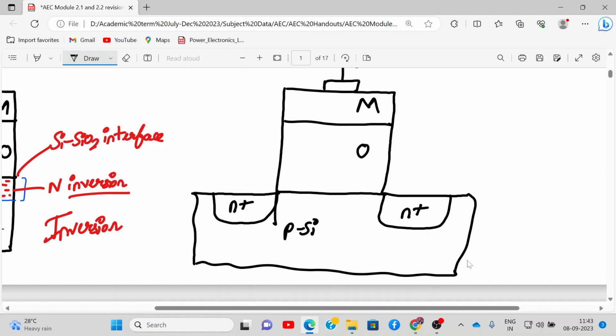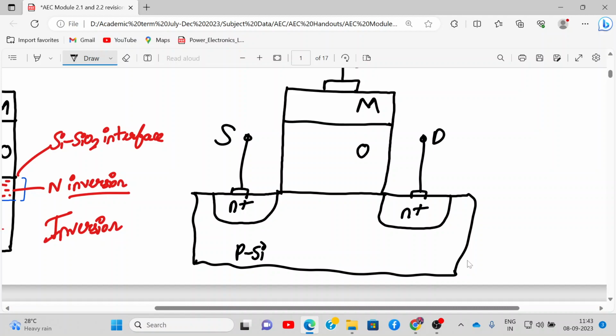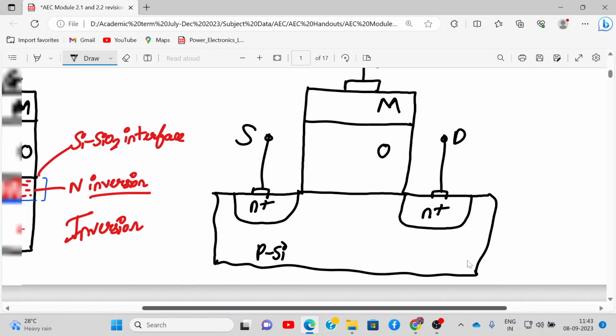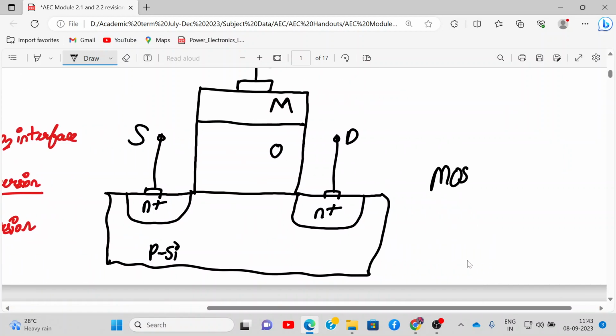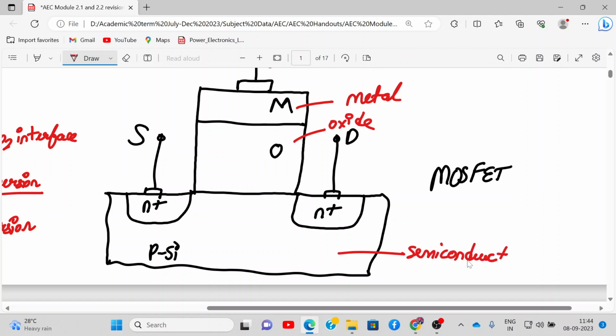Did you understand? So this is my P silicon. This entire thing is my P silicon. Did you understand how I manipulated it? This is P silicon. This is my source terminal. This is my drain terminal. Got it? Understanding? This becomes my MOSFET. So this is my metal layer. You can draw the structure also. This is my metal layer. This is oxide and this is semiconductor. So metal, oxide, semiconductor, field effect transistor.